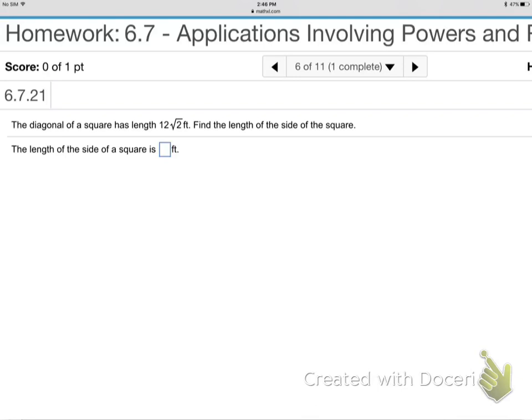Okay, so the diagonal of a square has length 12 root 2. Find the length of the side of the square. I would draw a picture of what they're talking about. Let me let you do that. So draw yourself a square and put in the diagonal as 12 root 2. So that would be the hypotenuse.